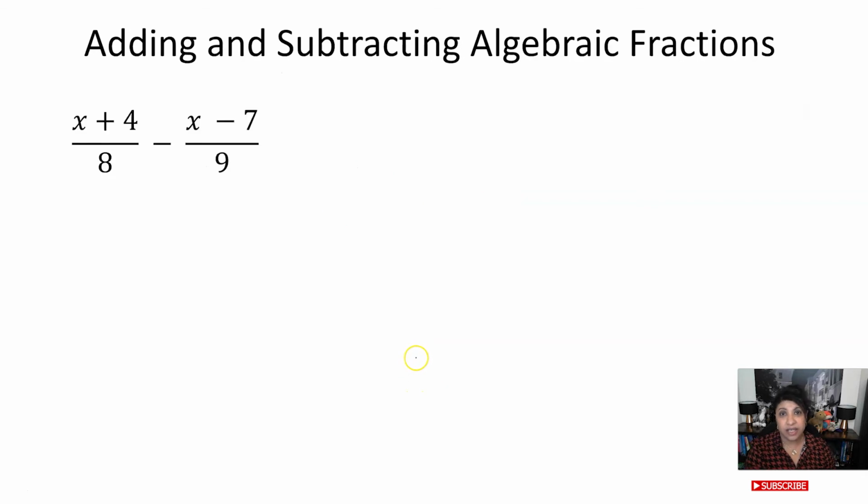Right then, so it is now getting more interesting slowly. All right, so what do I have here? 8 and 9. They need to be the same denominator. What do I need to do?